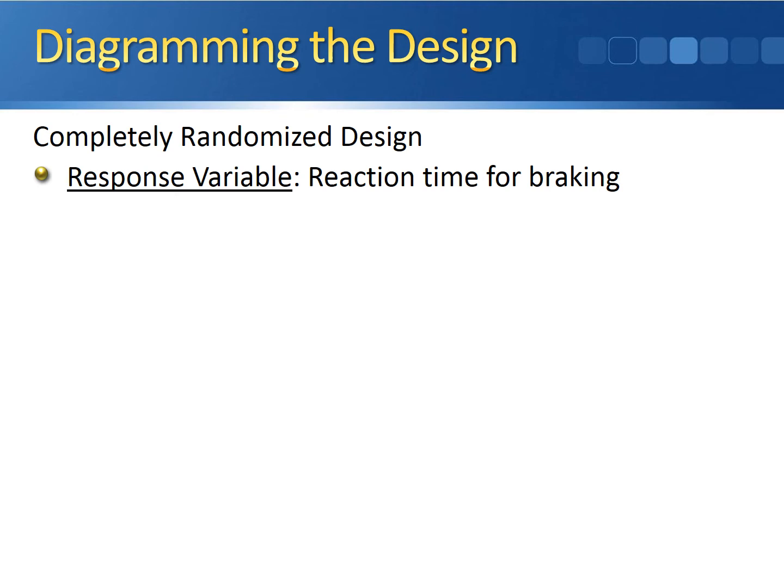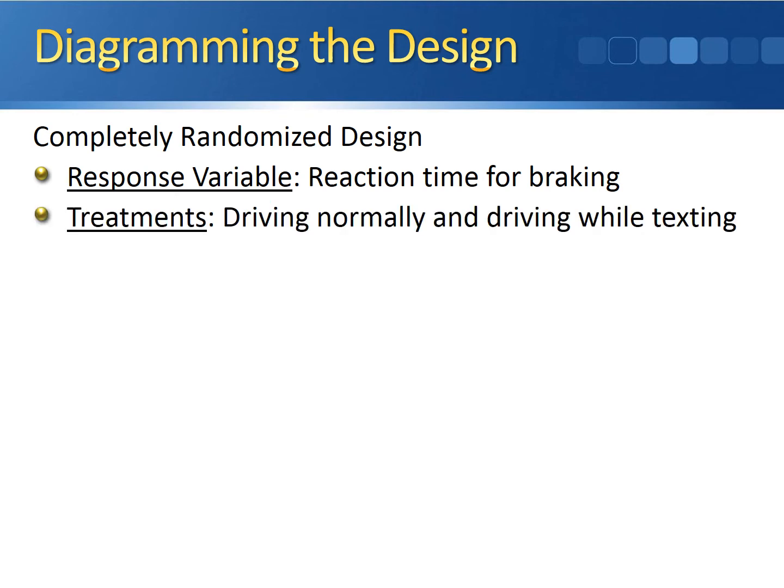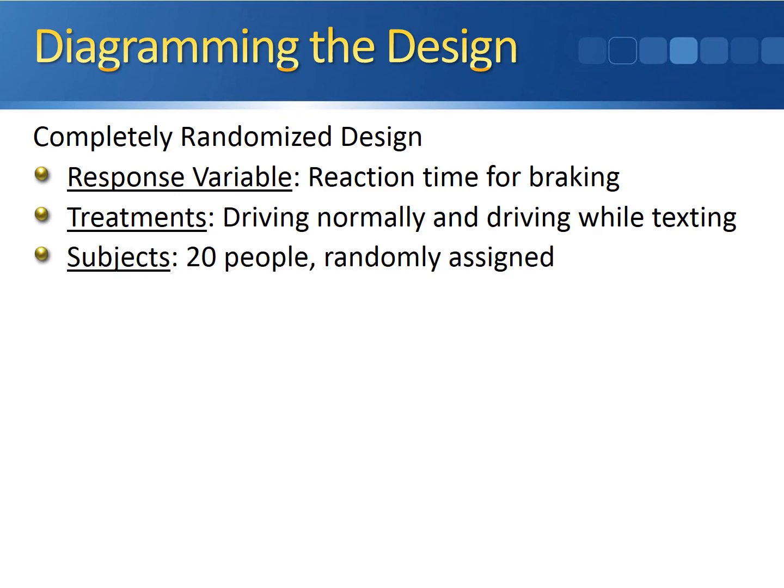Let's finish things off by diagramming the experiment. What we have is an example of a completely randomized design. The response variable is the reaction time for braking. Our 2 treatments are driving normally and driving while texting. And we have 20 subjects who are being randomly assigned to one of the treatment groups. This is what makes our study a completely randomized design. The subjects are being recruited, and they're then told what they're going to be doing behind the wheel.